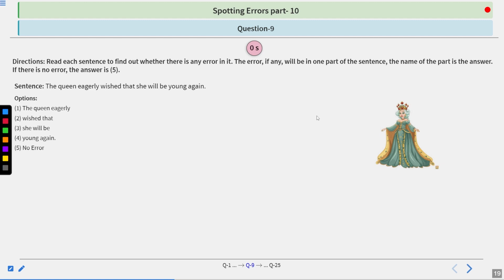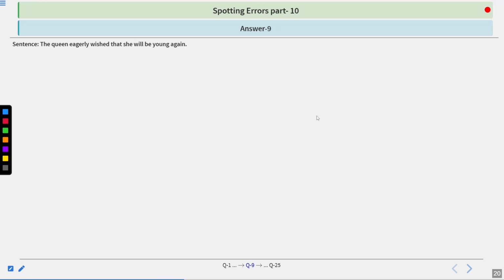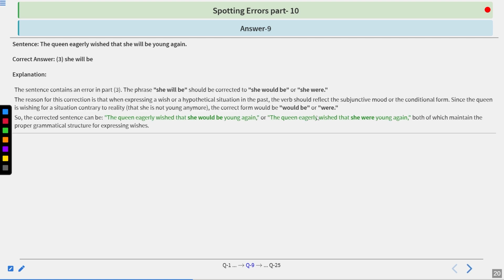I hope you have answered. The correct answer is option number 3, she will be. Let's look at the explanation. The sentence contains an error in part 3. The phrase she will be should be corrected to she would be or she were.